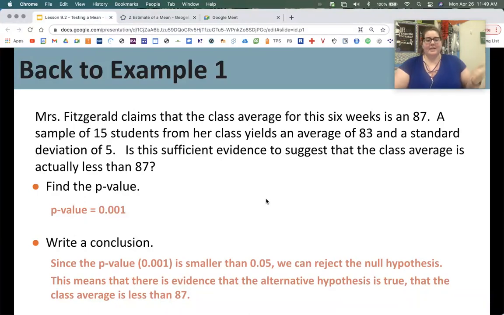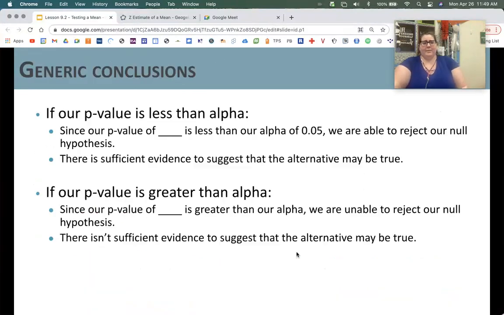So all of this means that if it were true that the class average was 87, the probability that I would just randomly pick a group of 15 students whose average was an 83 is 0.001. In other words, that is really unlikely to happen by chance, Ms. Fitzgerald. I don't think you're telling the truth. I think the average was less than 87 because this would not have happened very easily. So that is our first example.